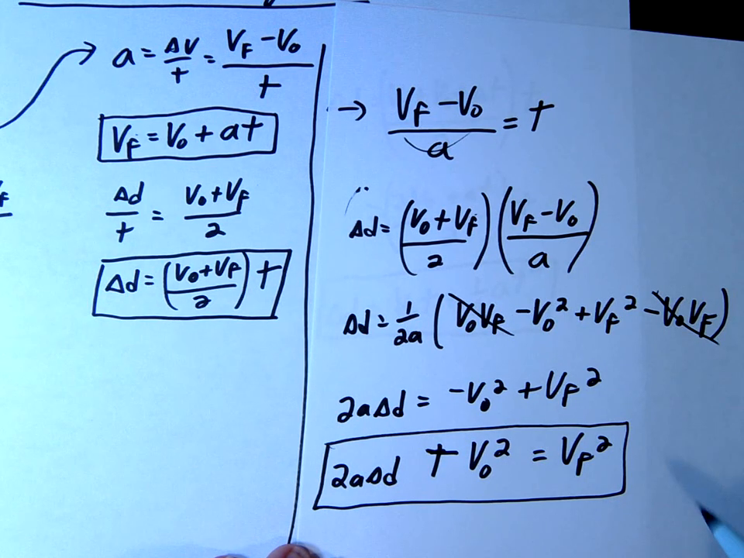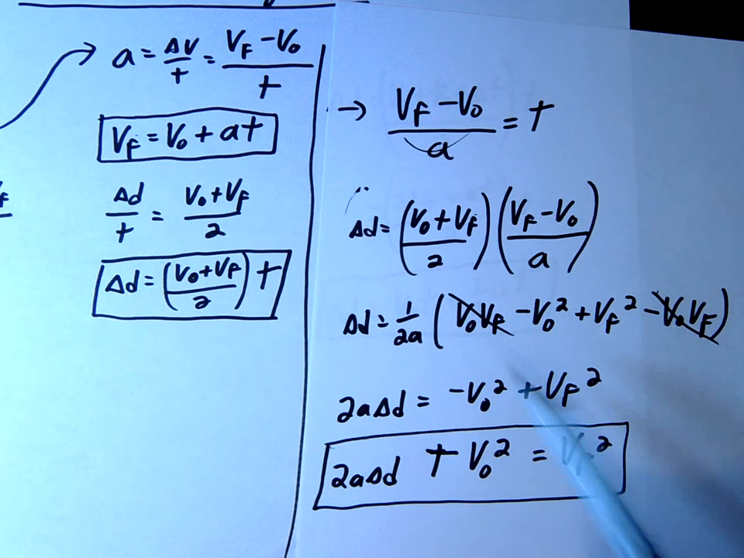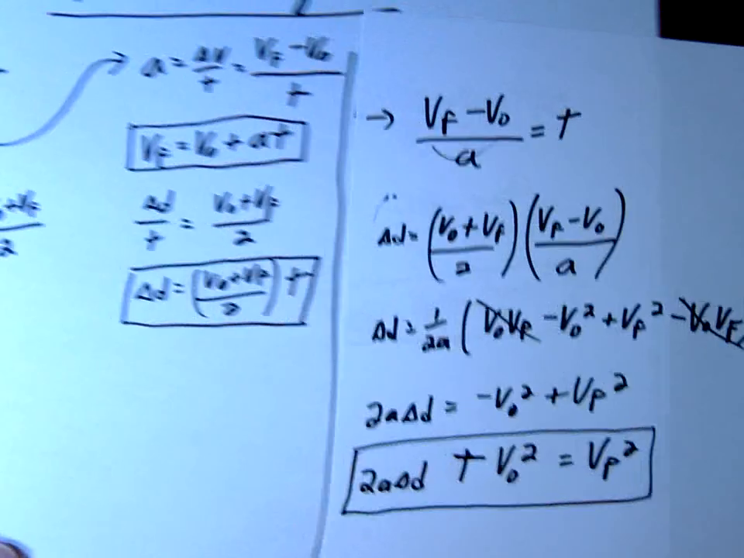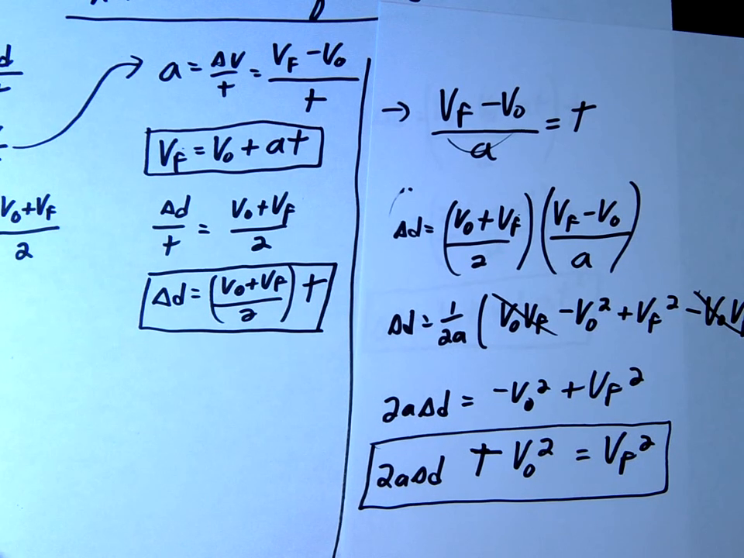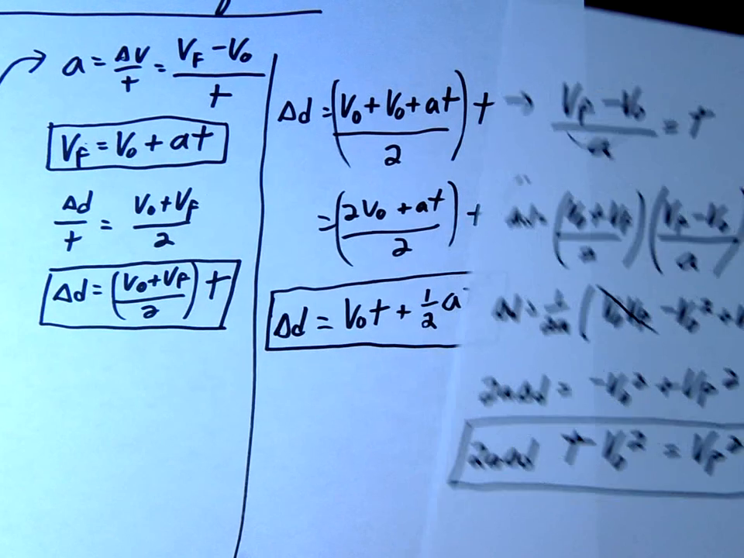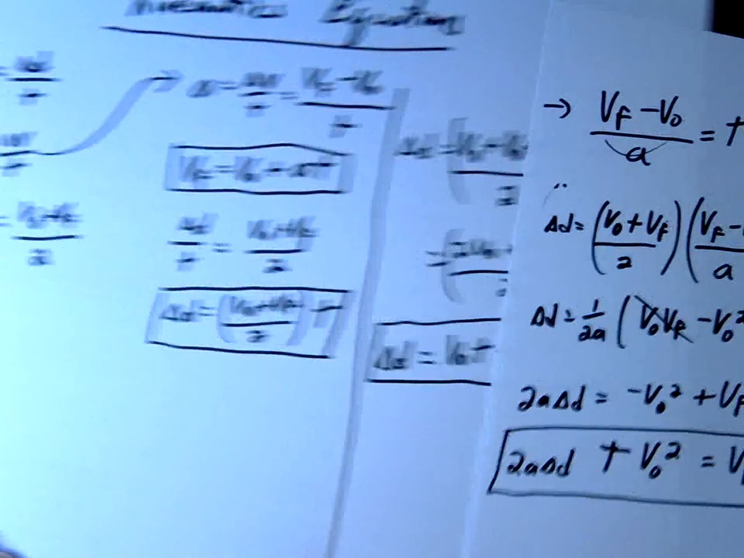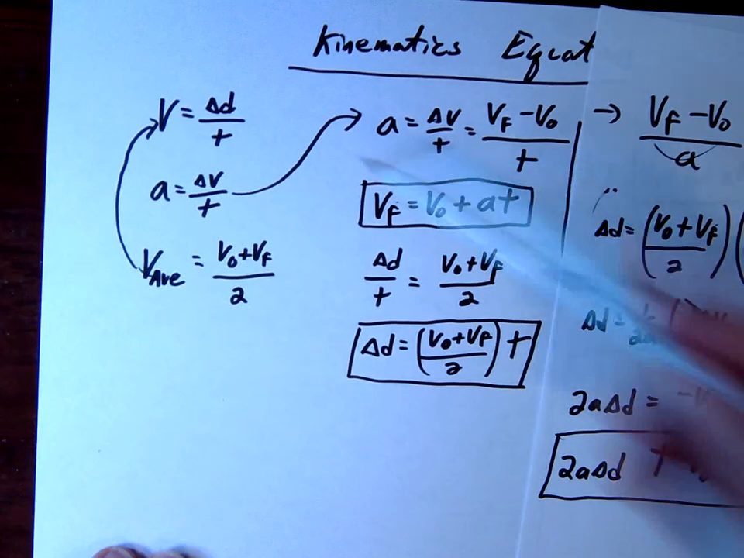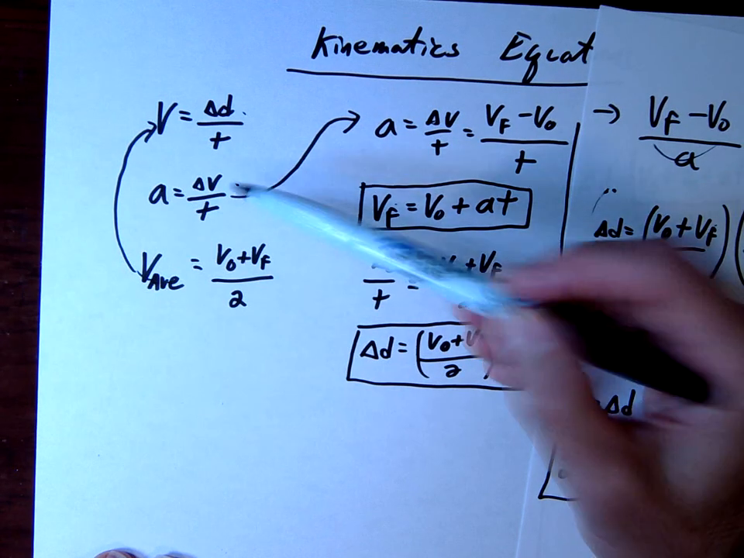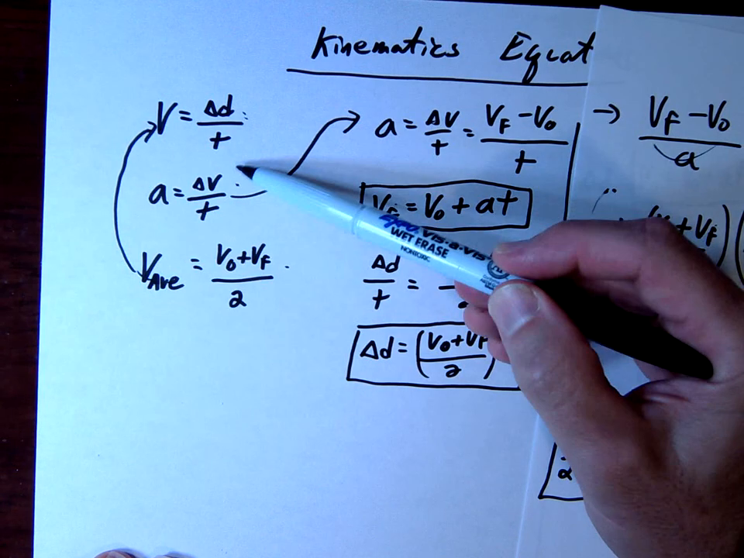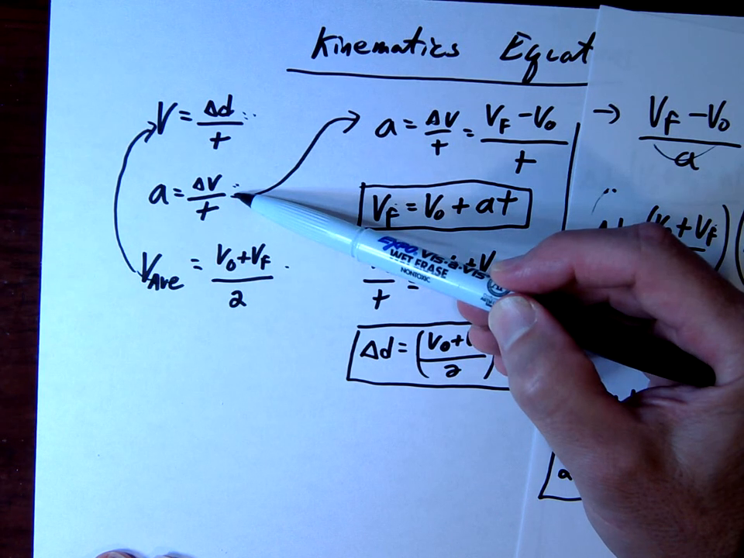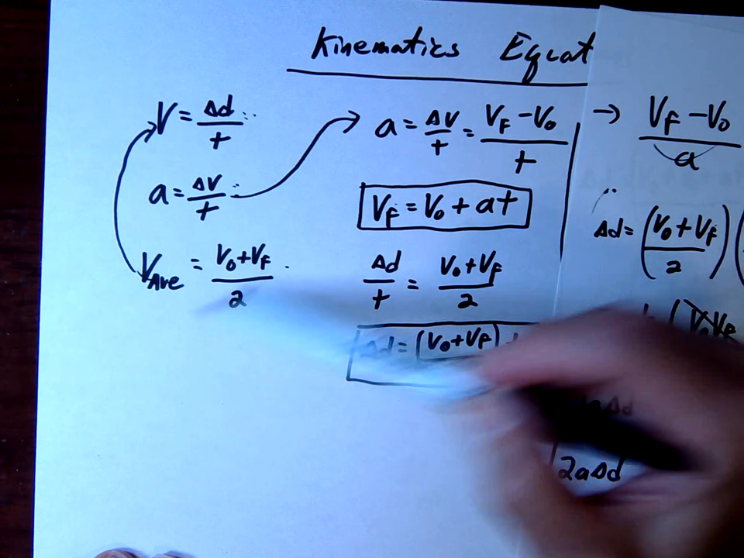Anyways, I wanted you guys to see the derivations. I wanted you to see that those four crazy looking equations really just come from these three equations here: the two definitions of velocity and acceleration, and then the concept here of average.